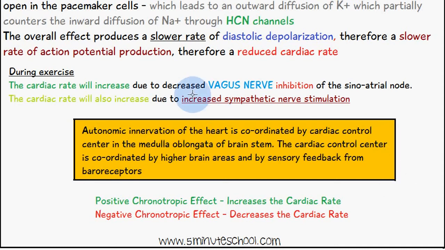So finally, autonomic innervation of the heart is coordinated by the cardiac control center in the medulla oblongata of the brainstem, and the cardiac control center in the medulla oblongata is coordinated by higher brain areas and by sensory feedback from baroreceptors. And just a final definition, we have two effects which can define whether the cardiac rate will increase or decrease. We have a positive chronotropic effect, which increases the cardiac rate, and we have a negative chronotropic effect, which decreases the cardiac rate.